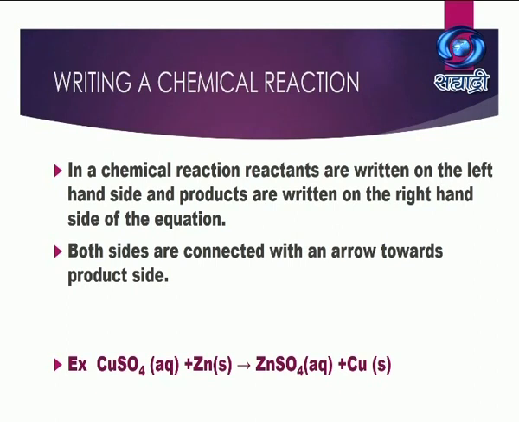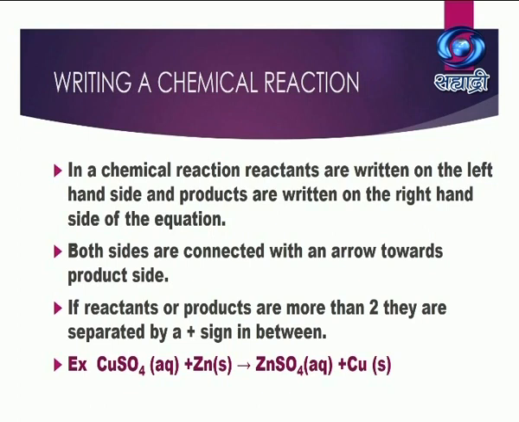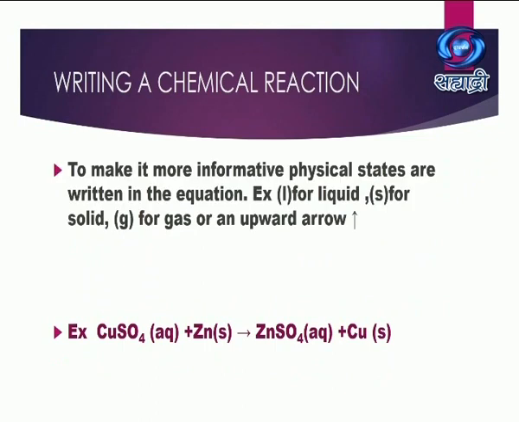There are some more rules for this as well. If reactants or products are more than one, they can be separated by a plus sign in between. Here also you can see there are 2 reactants together, so they are separated by a plus sign in between. So again I repeat, CuSO4 plus Zn gives ZnSO4 plus Cu. Some more rules for this.